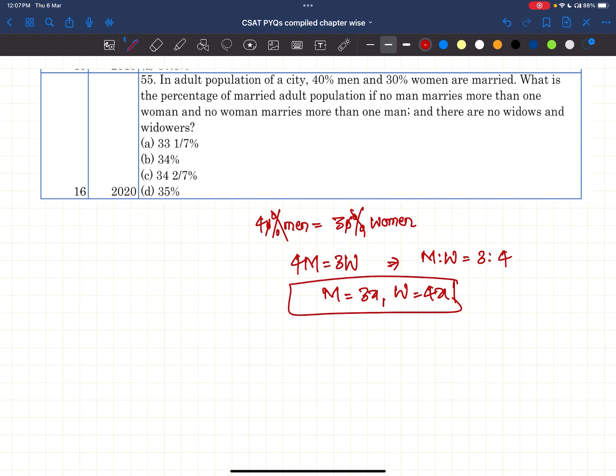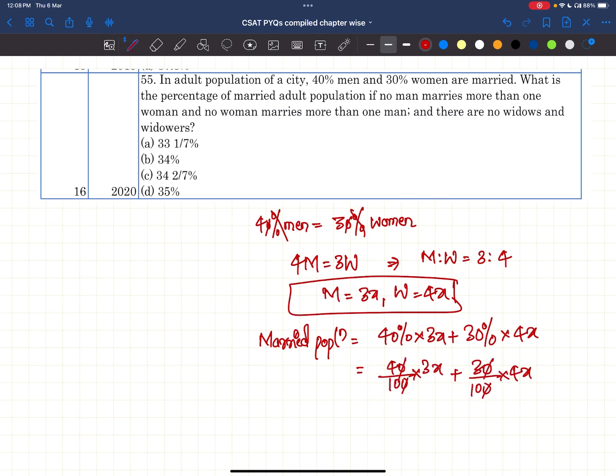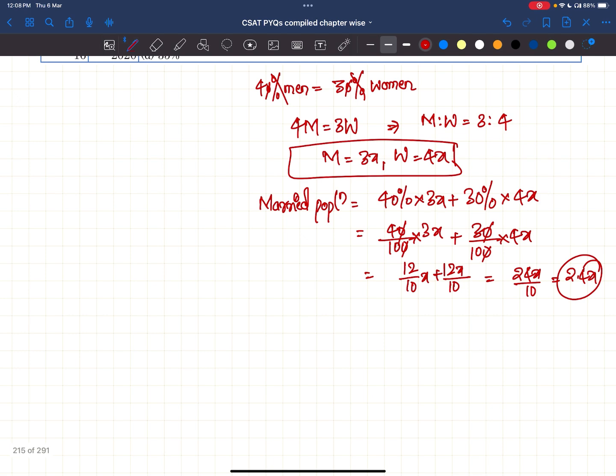Now, married population: how much? 40% of men, that is 3x, plus 30% of women, that is 4x. By calculating, what will we get? This is 12 by 10x plus 12 by 10x, that is 24x by 10. This equals 2.4x.